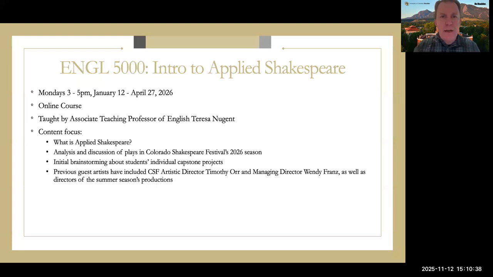So again, it's a 9 credit certificate, meaning there's 3 classes. The first class and the second class are online. First class happens in the spring semester. Second class happens in the beginning of the summer. And then the third class is an on-campus intensive, 1 week long, where everybody comes together, descends on Boulder to see shows with the Colorado Shakespeare Festival and take classes during the day.